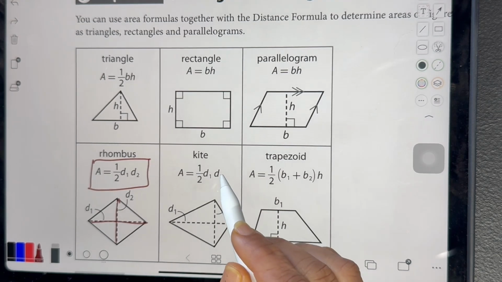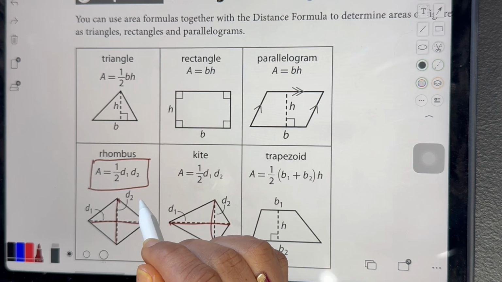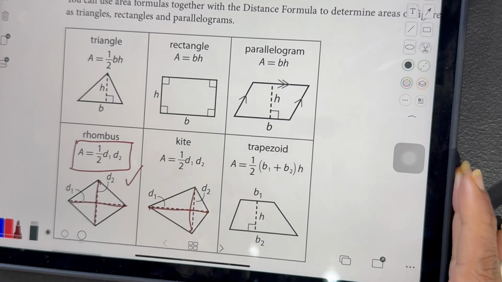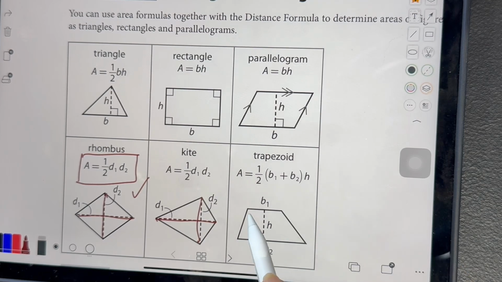Same goes for the kite: half times diagonal 1 times diagonal 2. But a rhombus is also a parallelogram, so you can always use base and height if it is given. But mostly for a rhombus, it is expected to be diagonal 1 times diagonal 2. And the trapezoid, from 6th or 7th grade: half times base 1 plus base 2, times height. The parallel sides are called base 1 and base 2.